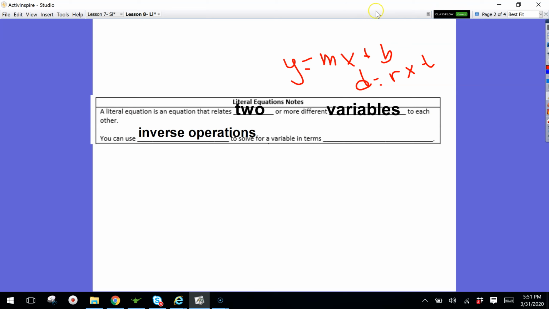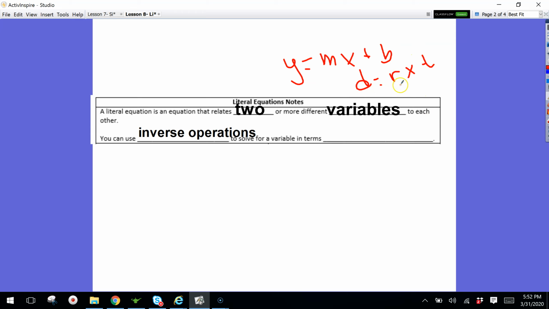And like this, there are many equations, especially in the sciences and STEM fields, that relate two or more different variables to each other. So in order to solve a literal equation, we're not going to get a number, but what we're going to be doing is understanding a relationship of one variable in terms of the other. So for example, here we have a relationship between distance and rate and time. If we were trying to figure out what is the relationship of time with respect to rate and distance, well, we would have to solve for t.